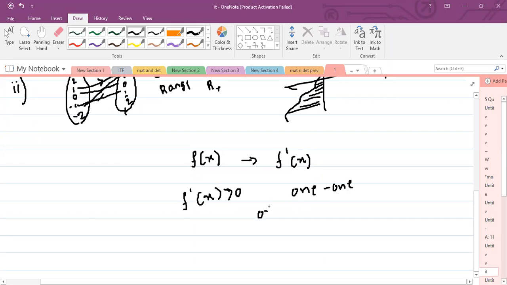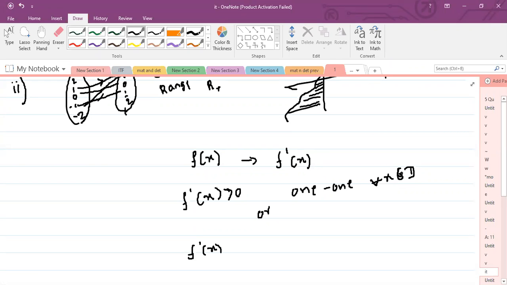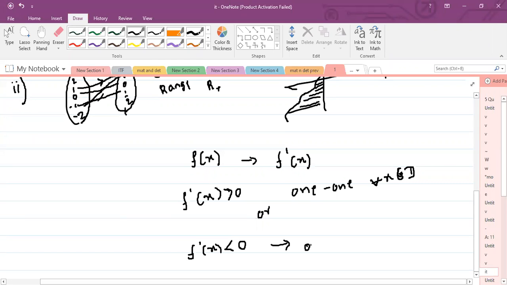Not necessarily this, or f dash of x is less than 0, for all x belongs to domain. This concept will be understood by those who know derivatives. In first PU itself, you know how to find the derivative of a function. If f dash of x is less than 0, then also it is 1-1. It should hold for all x belongs to domain.